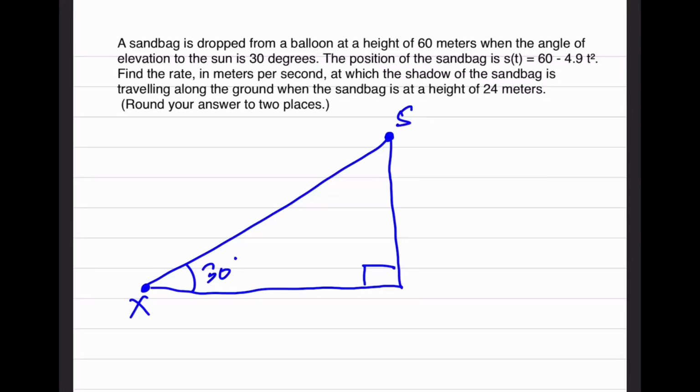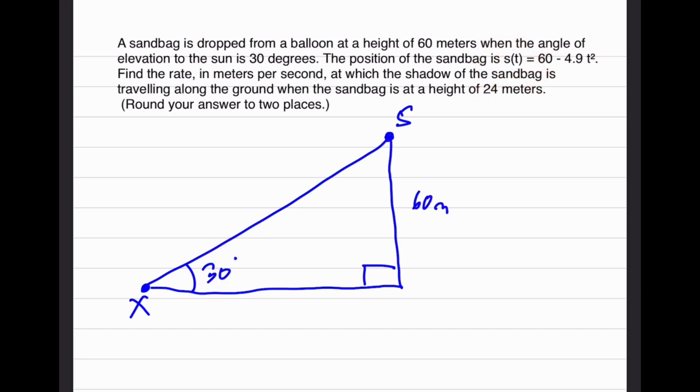A sandbag is dropped from a balloon at a height of 60 meters when the angle of elevation to the sun is 30 degrees. So we can see that, let's say the sandbag is dropped from here and the sun is going to be somewhere over here. So this angle is 30 degrees as I have labeled, and this height over here is 60 meters.